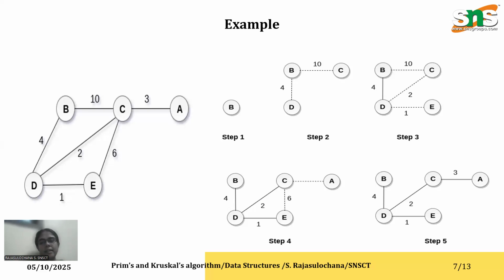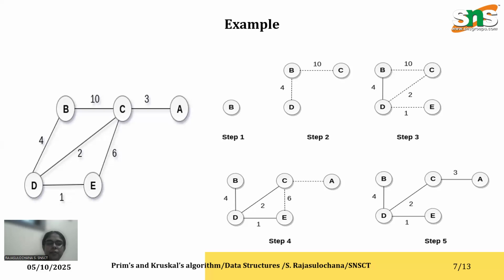Now vertex E has the minimum cost, and the adjacent vertices of E are D and C. D is already visited. The only vertex left unvisited is C. The distance to reach C from E is 6, but it already has a minimum distance of 2, so do not replace. Now the next vertex to be visited is C. Adjacent vertices of C are B and A. B is already visited. The only vertex left is A. The distance to reach A from C is 3, which is a minimum distance, so you can replace. This is the minimum spanning tree for this particular graph.